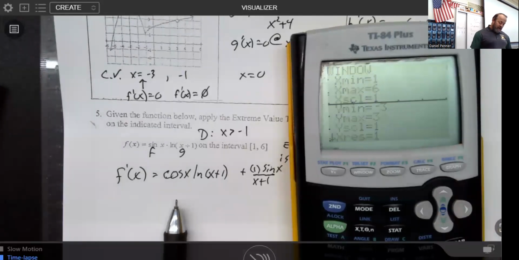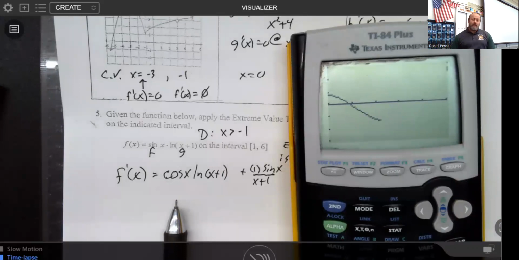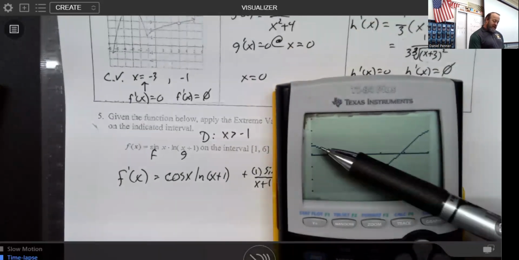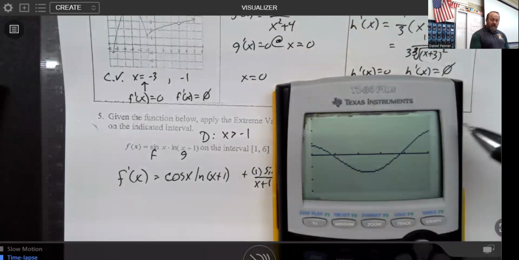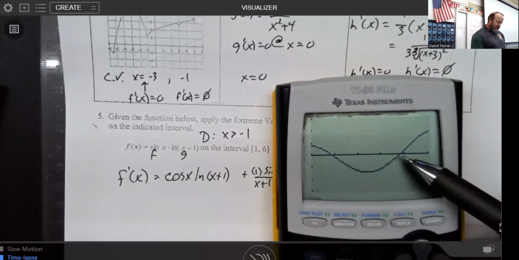And let's just take a look. So this is what the derivative looks like. And remember, I'm looking for where that derivative is 0 or undefined. And you can see that it is well defined. There's nothing wrong. There are no breaks in the derivative. It's perfectly continuous, but it is 0 at these two locations. Okay.